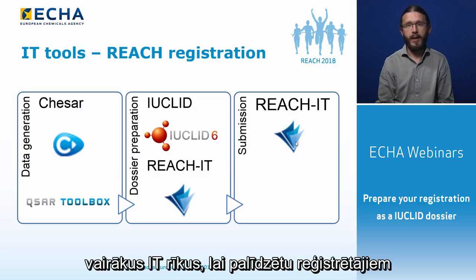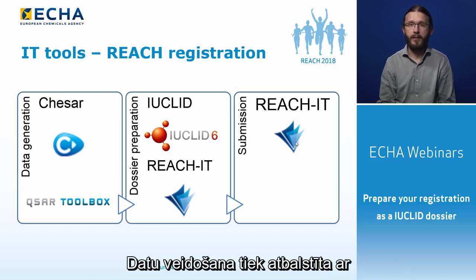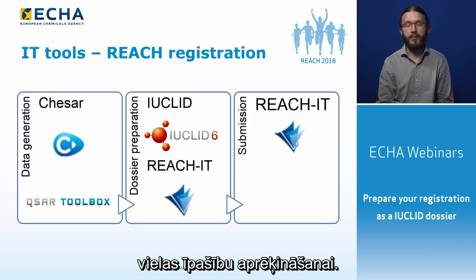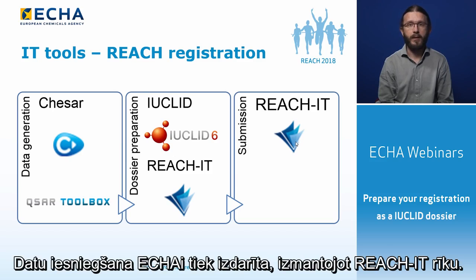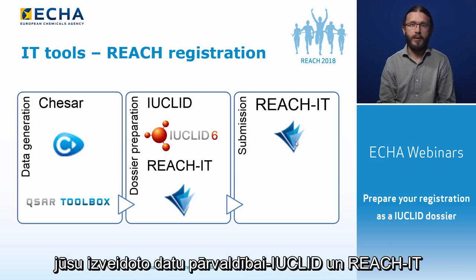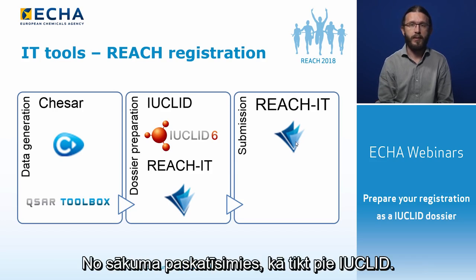ECHA provides several IT tools to help registrants prepare a registration dossier in IUCLID. Data generation is supported by CSAR for the chemical safety assessment and by the QSAR Toolbox for the calculation of substance properties. Data submission to ECHA is done via an IT tool, REACH-IT. Today, we focus on the tools used for data management, IUCLID and REACH-IT for some registration types. Let's see first how to access IUCLID.